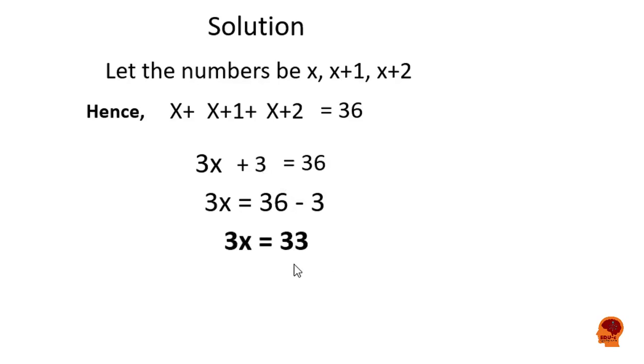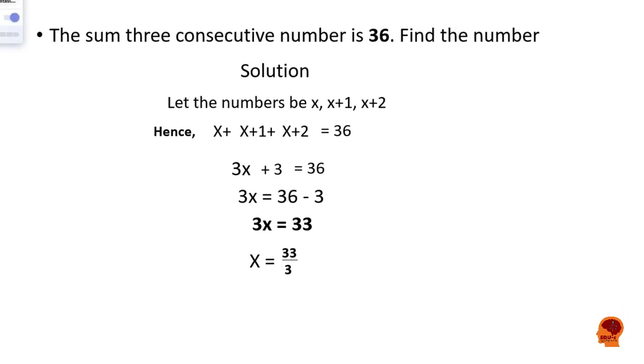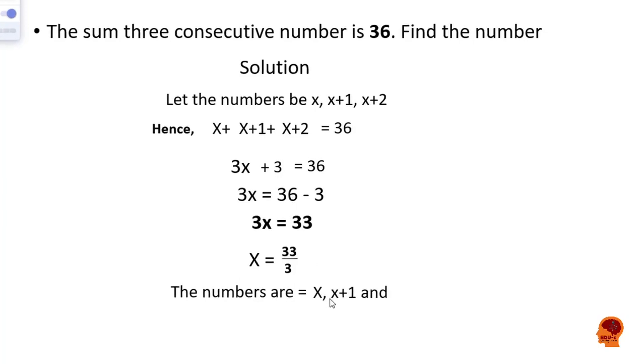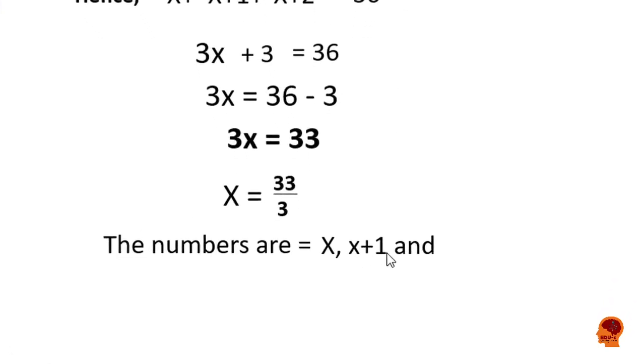Okay, so what are we going to do? We're going to divide both sides by the coefficient of x, which is the unknown here, and then we're going to have x equals 33 over 3. So x becomes what? 11. 33 by 3 is what? 11. Okay, now do not forget that our numbers are x plus 1 and x plus 2.